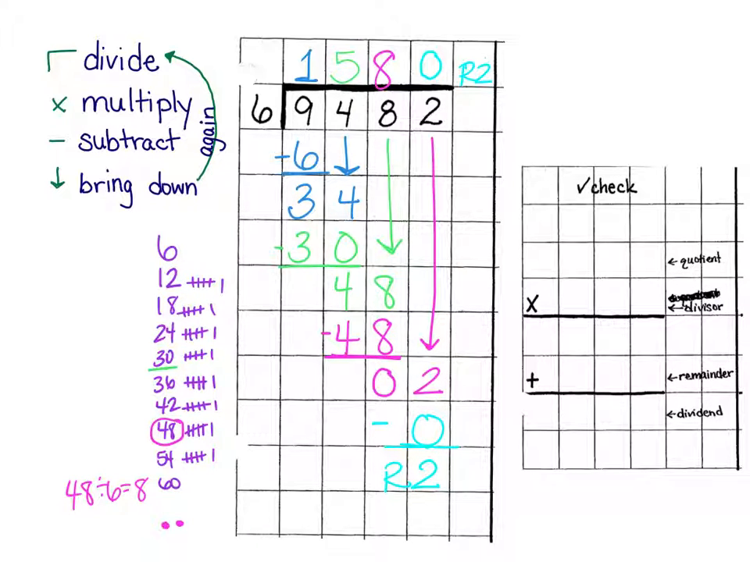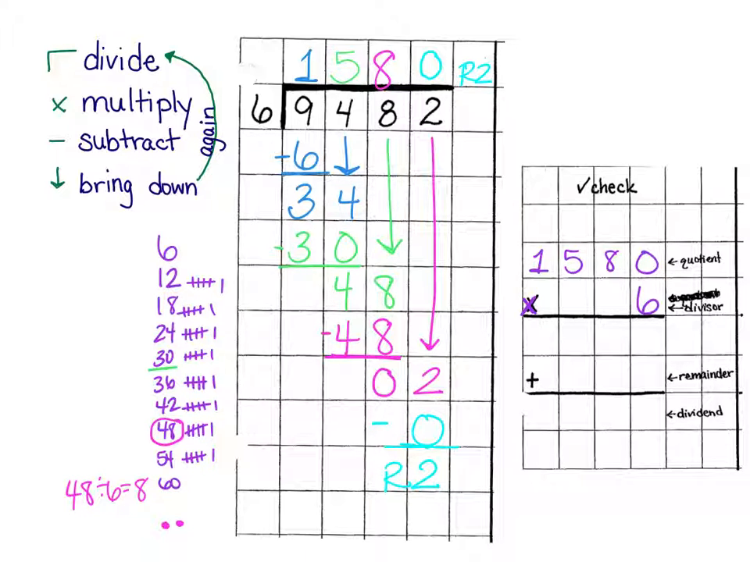We take our quotient, the answer to our division problem, 1,580. So we write it here, 1,580. And we multiply it times the divisor, 6. So pause this video, multiply it out. All right.